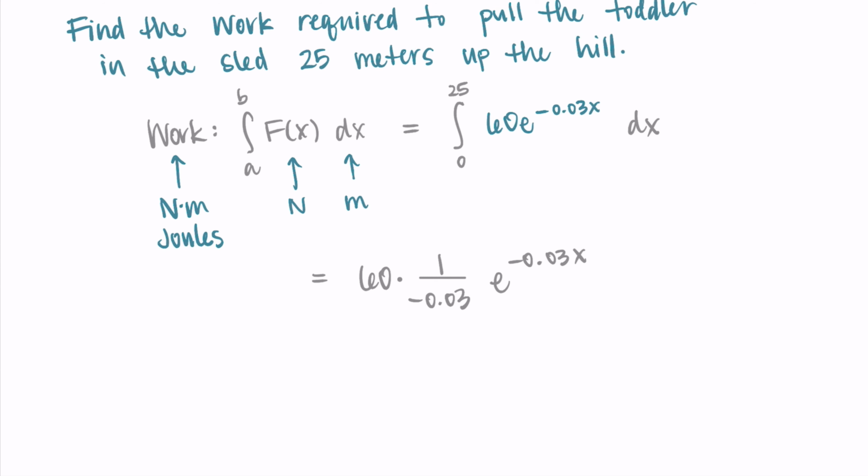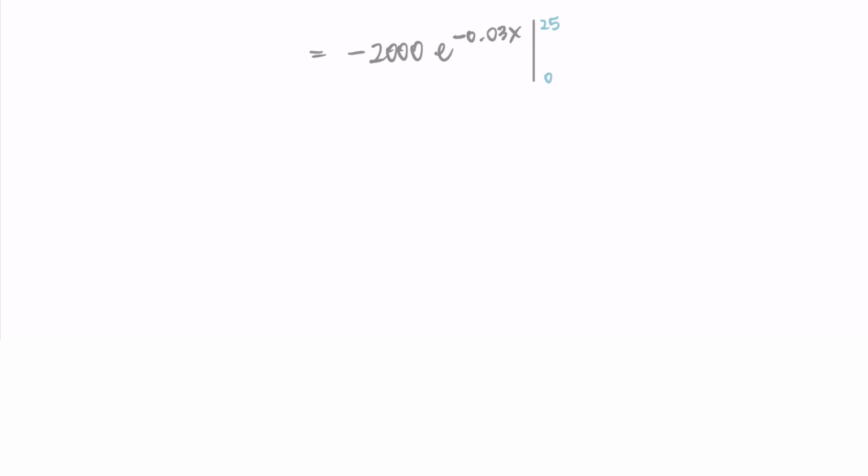So this would come about if you did a u substitution as well, with u equal to negative 0.03x. So feel free to do it like that if you'd like, but I like to just jump ahead to the antiderivative since it makes sense to me to do that. Then my bounds are from 0 to 25, and I just need to substitute those in. Before I do that, I am going to simplify the constant. So 60 divided by negative 0.03 is negative 2,000, and so I have negative 2,000 e to the negative 0.03x from 0 to 25. So I substitute in 25, and then I subtract what happens when I substitute in 0.